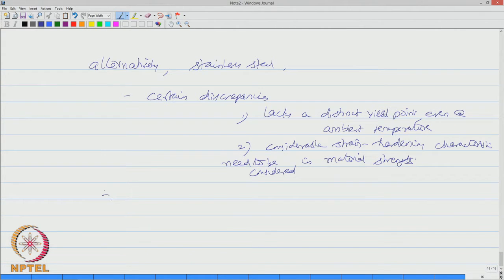So, in such cases, as we all know, 0.2% proof stress is used to compute the tangent modulus and also to fix or assess the ultimate strength.